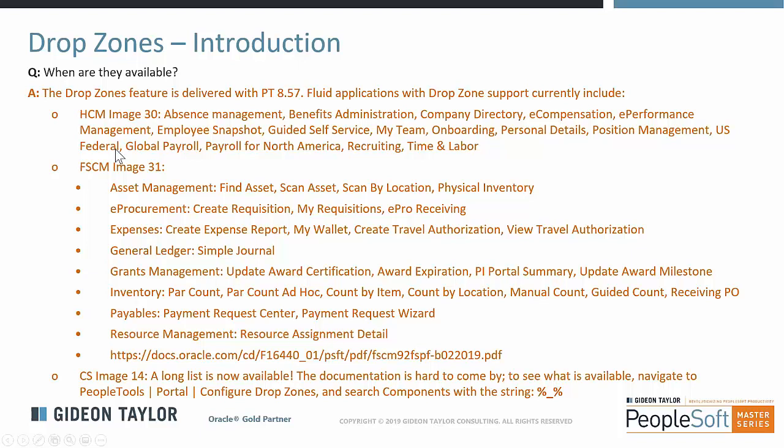The first was in HCM image 30, FSCM image 31, and CS image 14 also has drop zones available. And you can glance through and see what was available there. For CS, it's really hard to find documentation on where they put their drop zones, but if you follow this navigation and do a little search, you can see what drop zones are available.